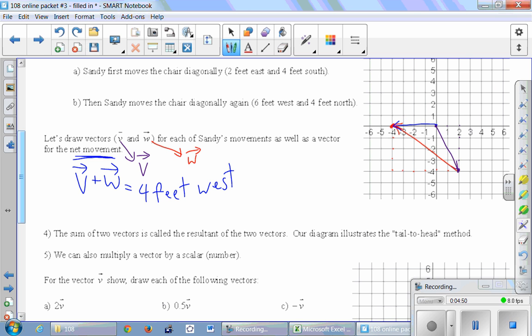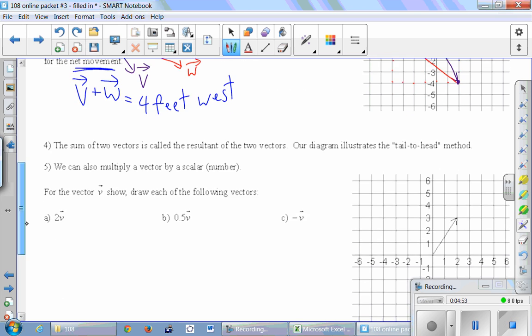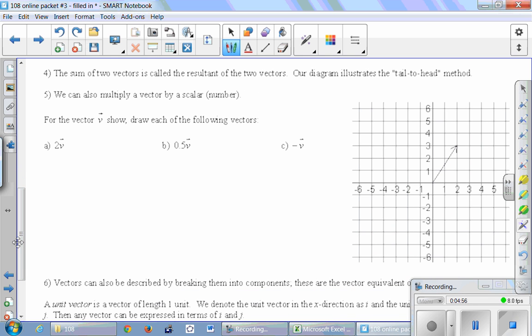5, we can also multiply a vector by a scalar, which is just a number. For the vector v shown, draw each of the following vectors.